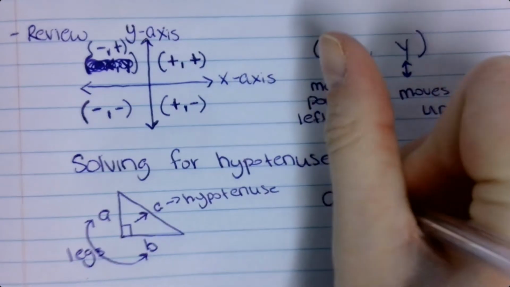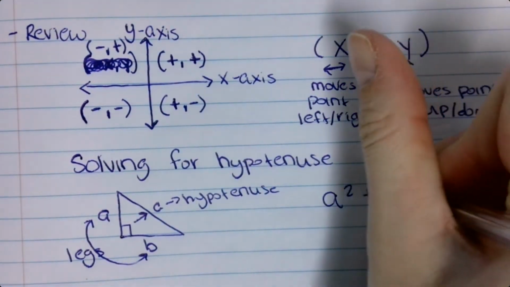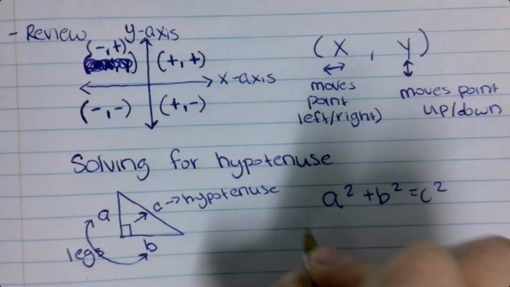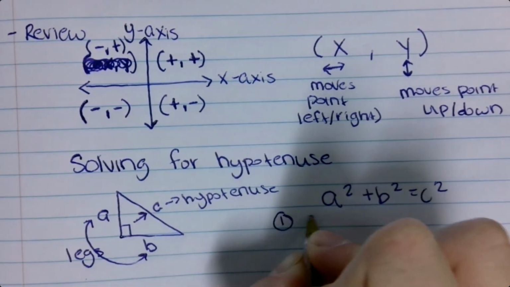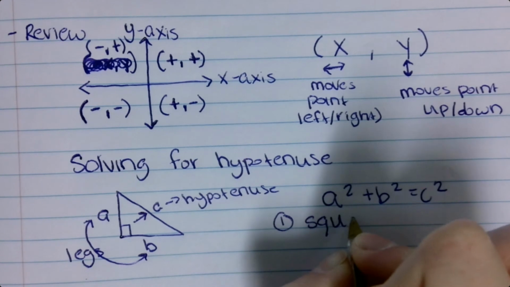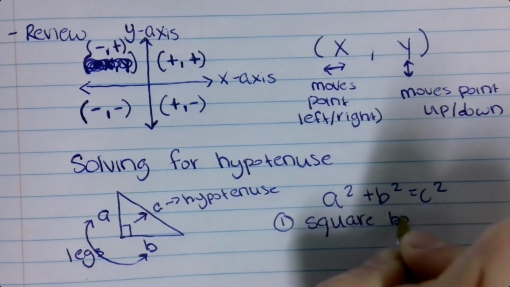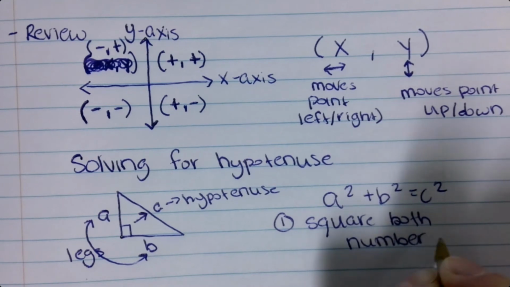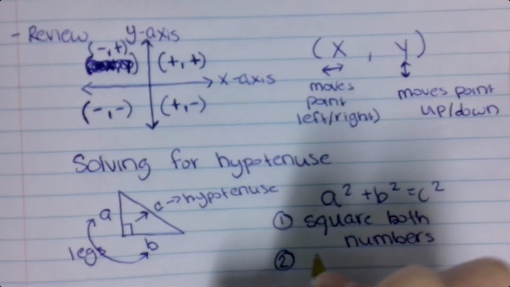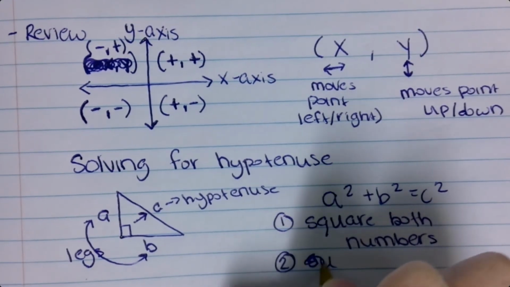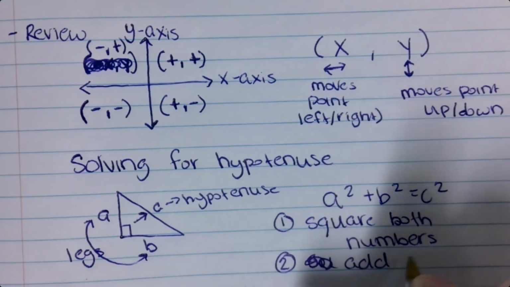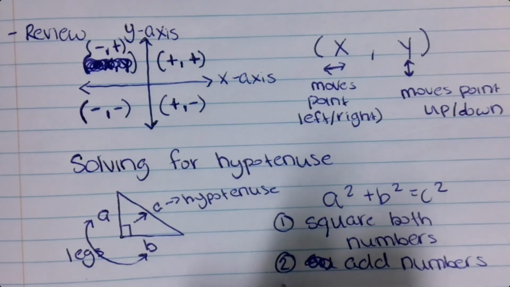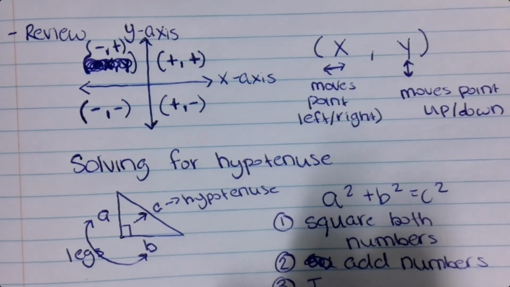Remember, we take A squared plus B squared equals C squared. And if you're solving for the hypotenuse, remember, we are going to square both numbers. Then we are going to add them. And then, take the square root.